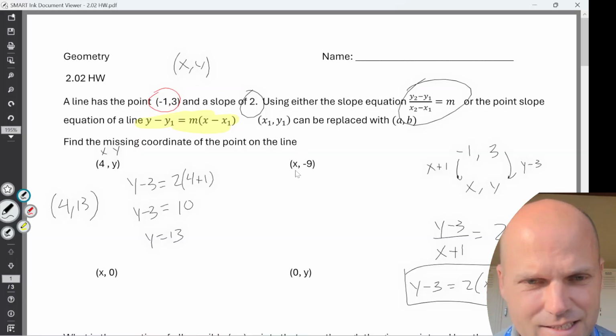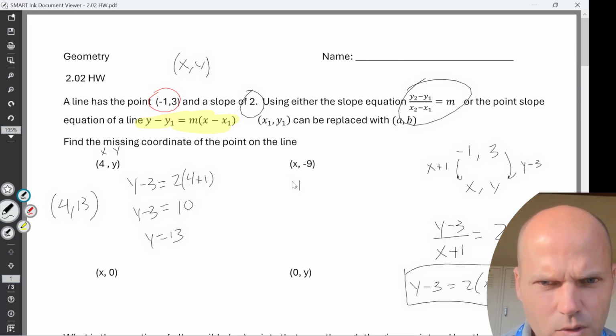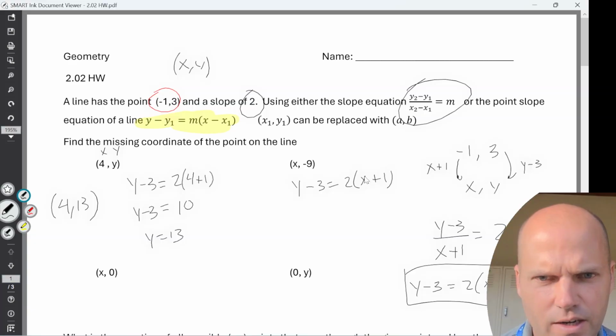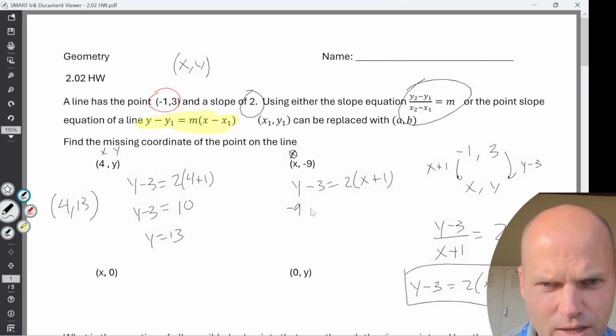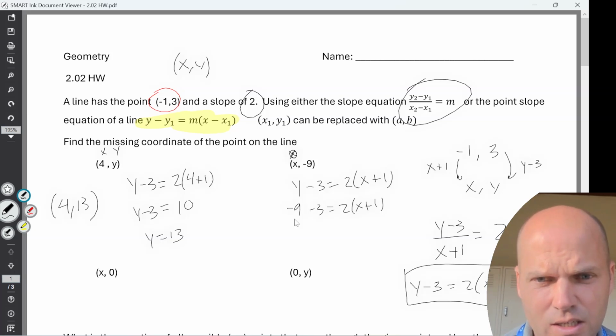What about the point (x, -9)? Well, y minus 3 equals 2 times x plus 1. I should probably write the equation down right now. When y is -9, I'll replace that y with -9. I'll replace x with nothing. I'm going to have to find x.